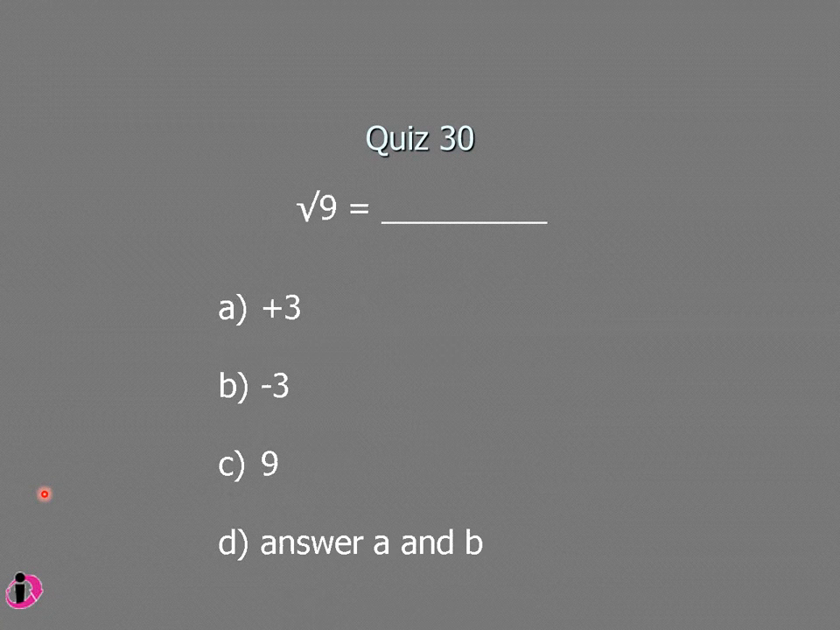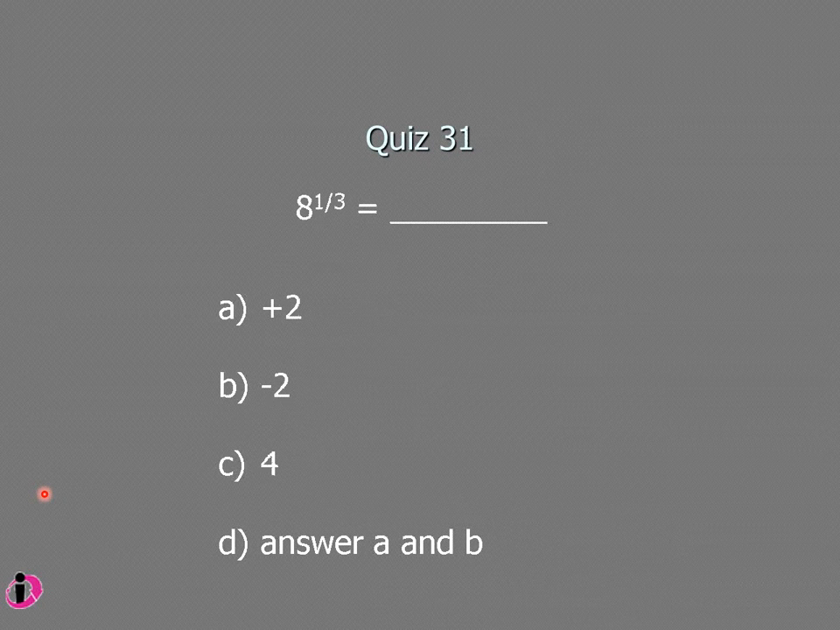Square root of 9. You need to find some number which will be multiplied 2 times to get 9. Right answer is D, right? Because positive 3 if you multiply you get 9. Negative 3 if you multiply you get 9. So both answers are right, so the right answer is actually D.